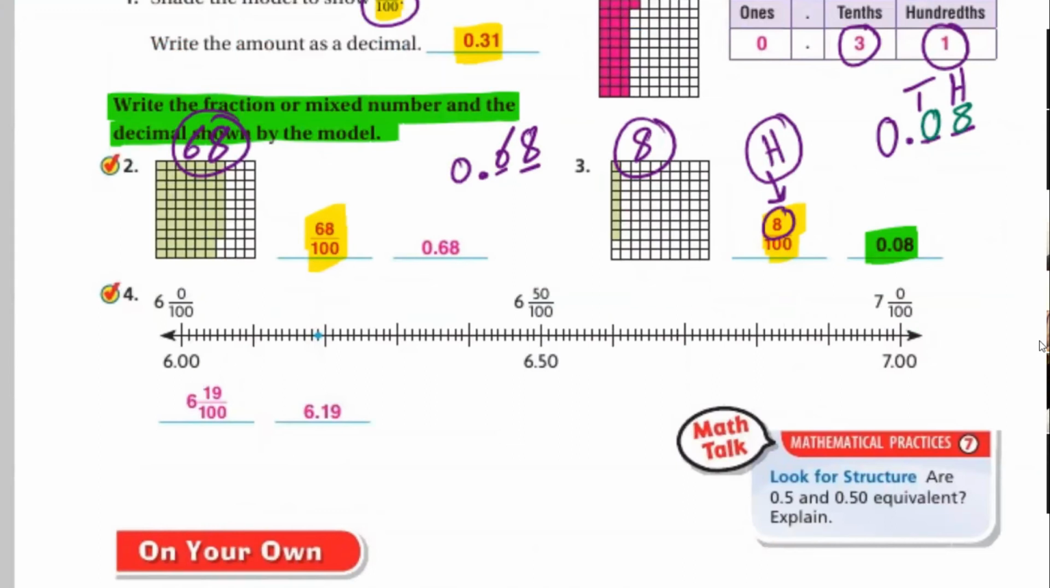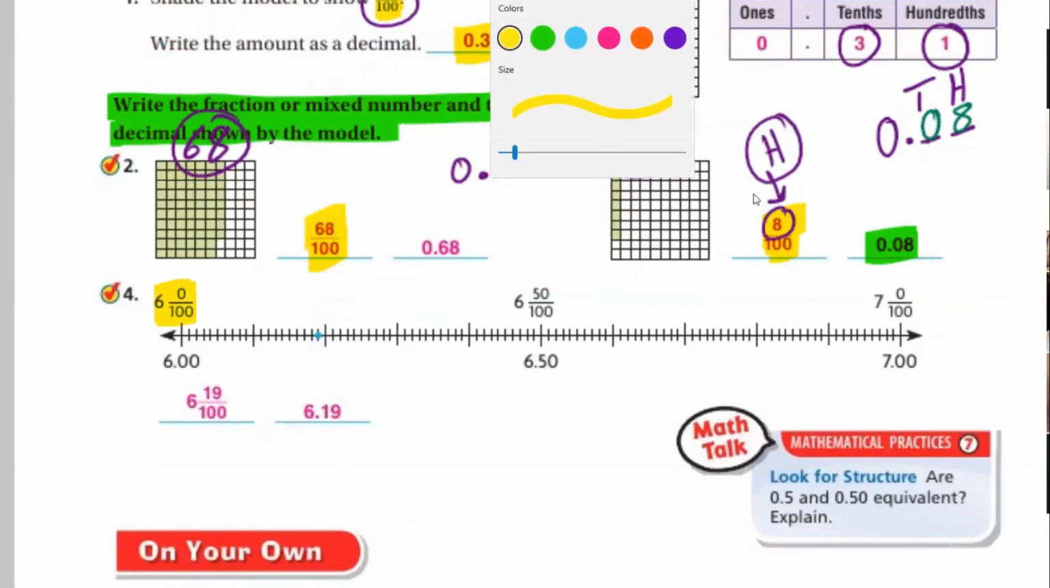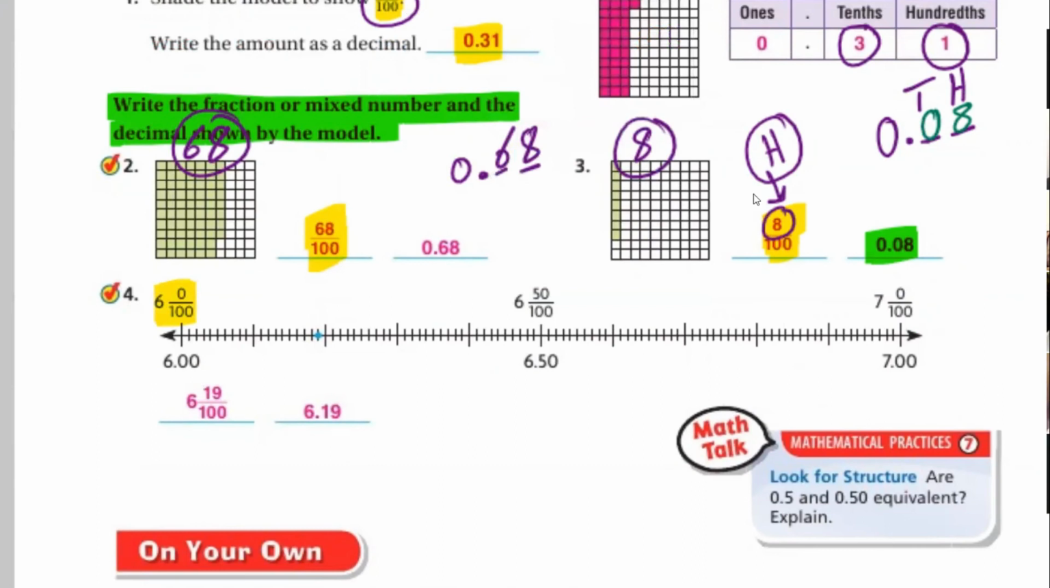Of course. What do you think? Okay, number 4. Let me think about it. We have 6 and 0 over 100. Can you tell me what about this one? This is 10.